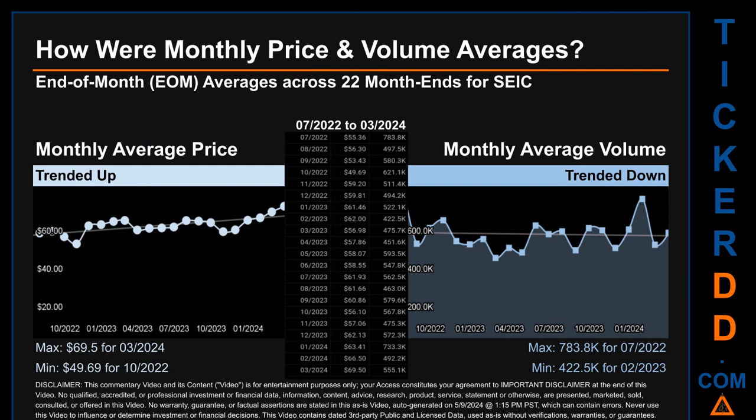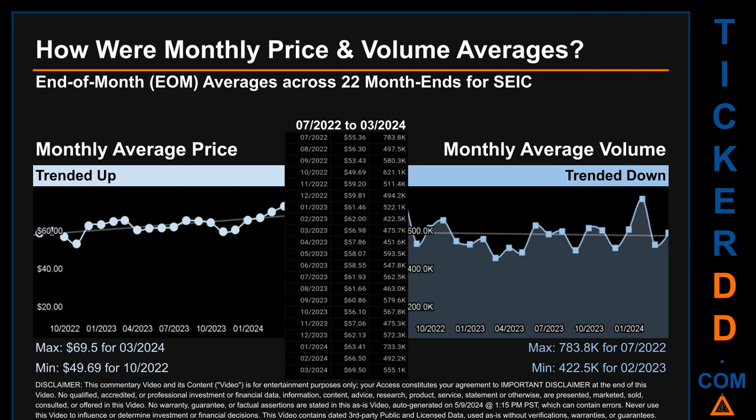How were price and volume averages for SEIC? Across 447 trading days, there were a total of 22 month ends, of which monthly averages for daily price and volume were calculated. Overall, monthly price average trended up while monthly volume average trended down.